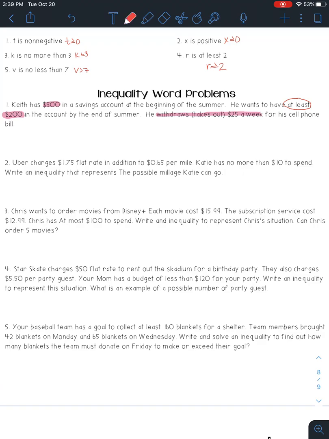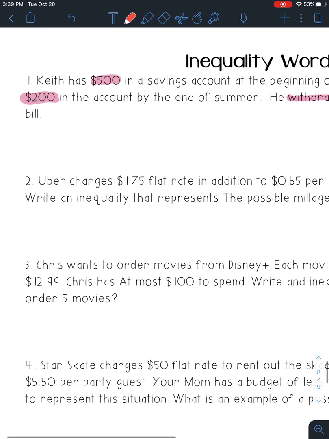Okay, so let's work the problems first. We know whatever it is, you've got to have at least 200 in there. So we're going to put that there. We know he's currently got a bank account. That bank account is 500. But from that 500, he's taking away 25 per week. Now really quickly, we added a variable, so let's go ahead and put our variable. W equals the number of weeks.